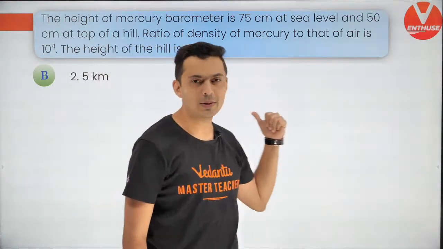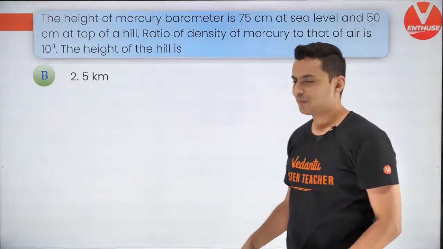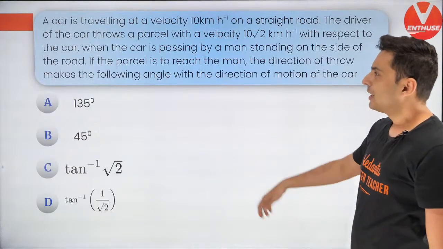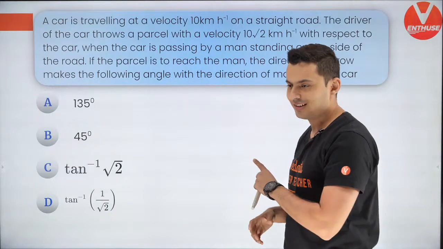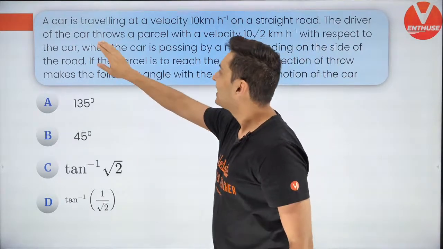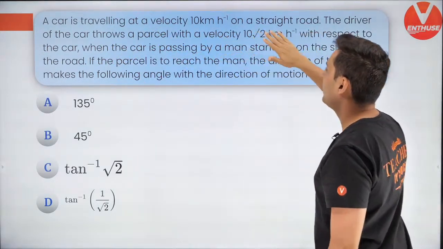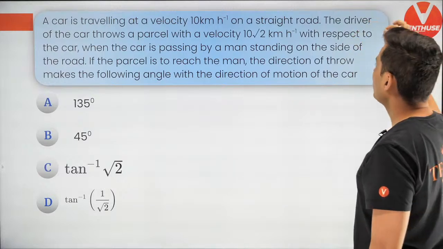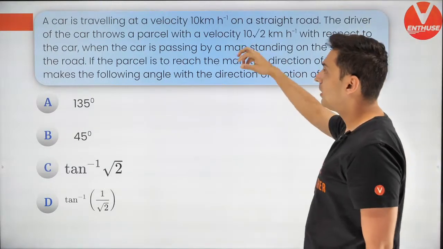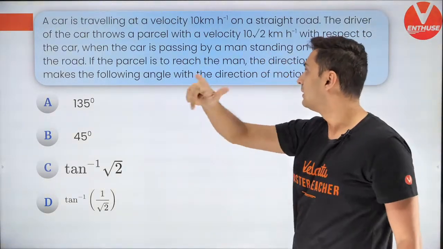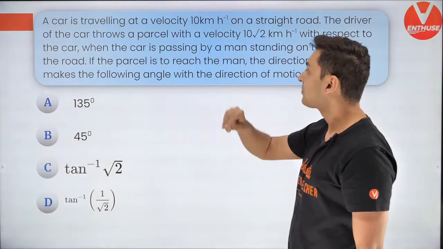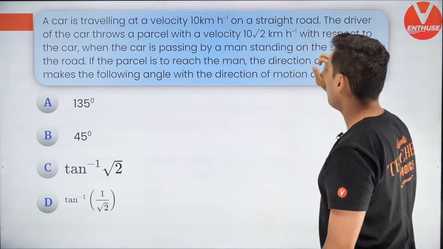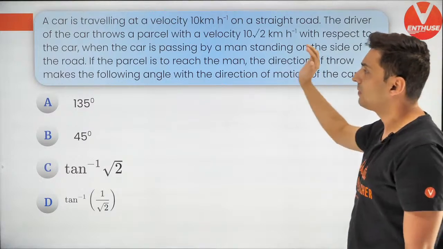That's the answer, guys, like you can see on the board. Let's get going. Next question. Sounds confusing, but believe me, it is not. A car is traveling at a velocity of 10 on a straight road. The driver of the car decides to throw a parcel with a velocity of 10 root 2 with respect to the car, when the car is passing by a man standing on the side of the road.